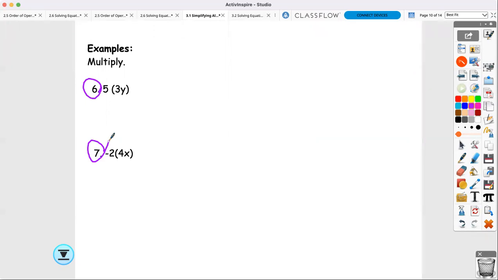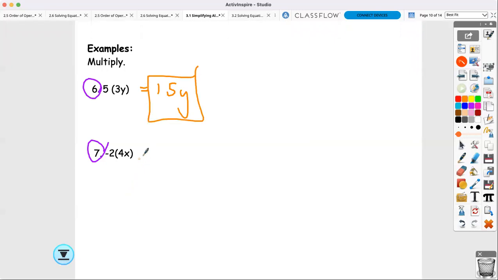Whenever you're multiplying a constant with the variable terms, all you have to do is multiply the numbers, class. Only multiply the numbers. So it'll be 15y, correct, Jacob? Good mindset, sir. So 5 times 3y, you multiply the numbers. 5 times 3 is 15, and don't forget the y.